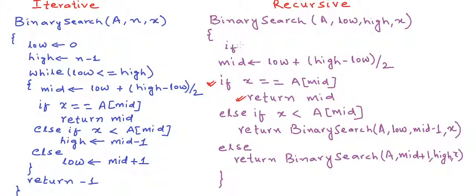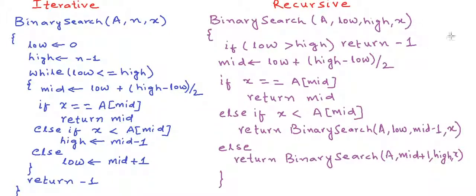If low is greater than high, then we do not have a valid segment in the array, and in this case we can say that we have exhausted our search space, so we return minus 1 to say that x does not exist in the array. I'm short of space here, so I'm writing these two statements in the same line.